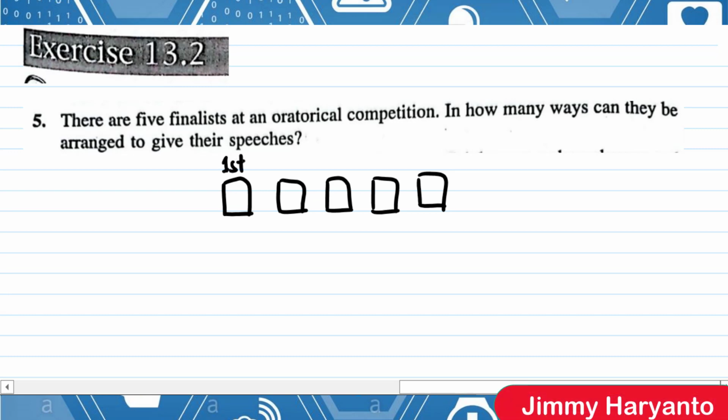First one, the first speech can be done by 5 finalists. Yeah, the possibilities is still 5. And then for the second speech, it will be only 4 because one speech is already done by one of them. So 4, and then for the third one 3, of course, and then 2, and then 1. And the answer is 120 ways.